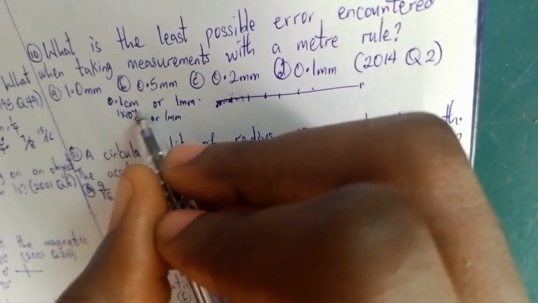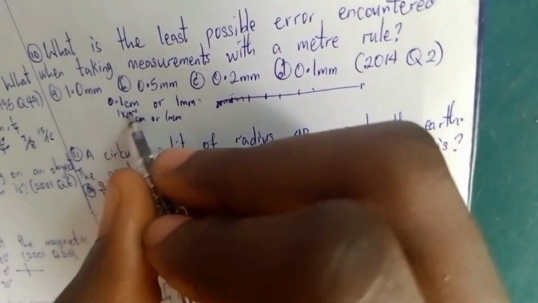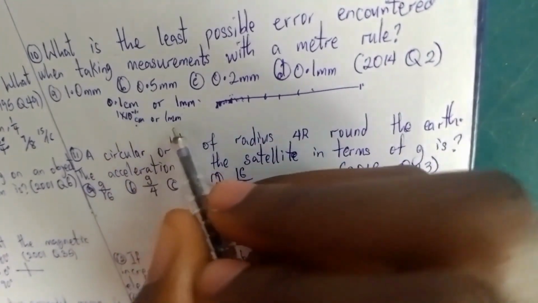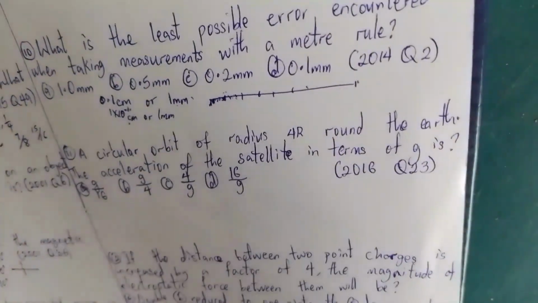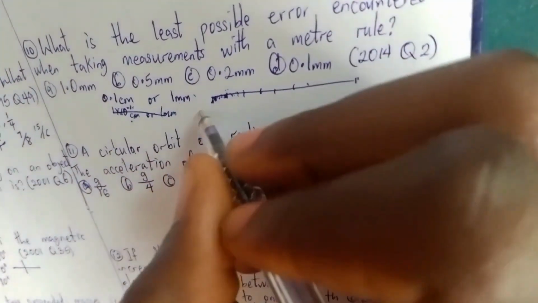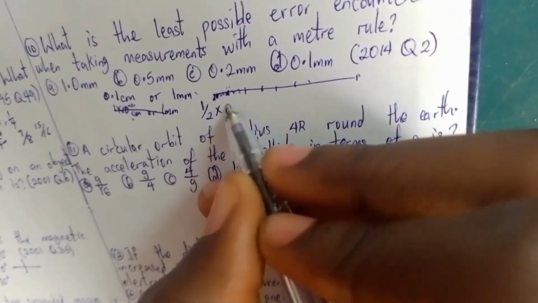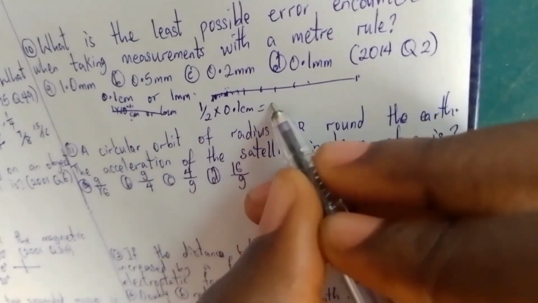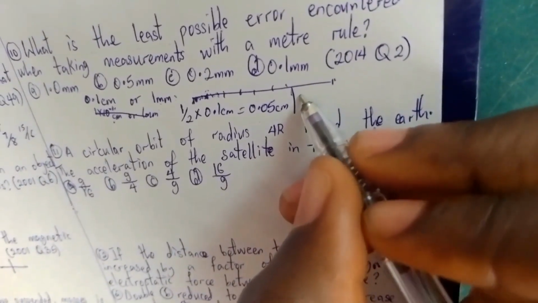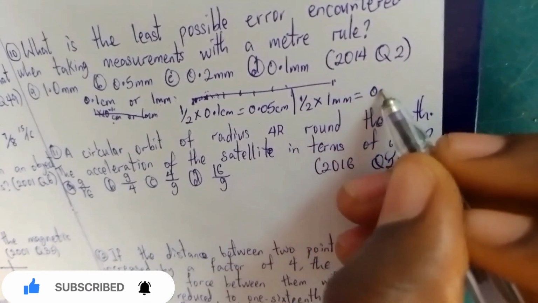Centi means 10 raised power minus 2 and milli means 10 raised power minus 3. So multiply 10 raised power minus 1 with 10 raised power minus 2, we get 10 raised power minus 3, which is 1 millimeter as well. Now when we are talking about the least possible error encountered, you just multiply either of them by 1/2. That is, if we want to work with centimeter, 1/2 times 0.1 centimeter equals 0.05 centimeter. If we want to work with millimeter, 1/2 times 1 millimeter equals 0.5 millimeter.